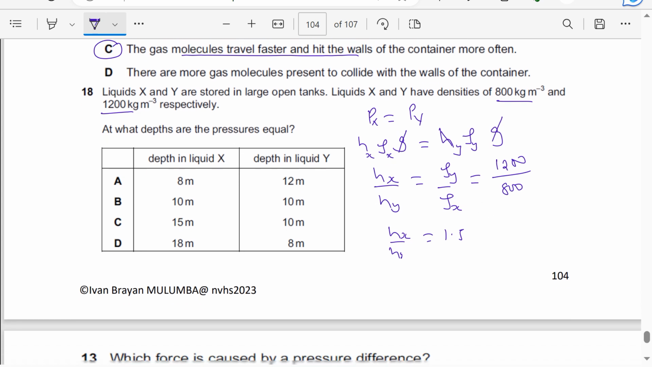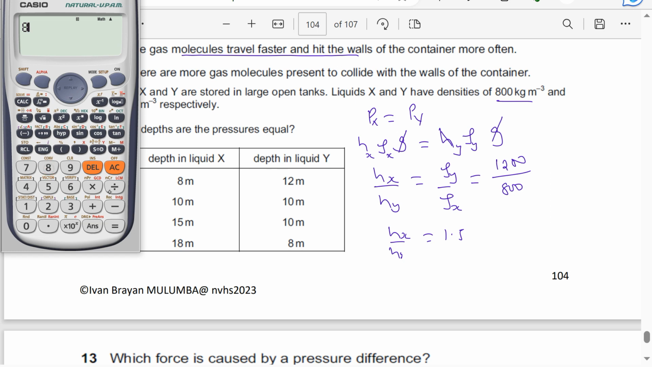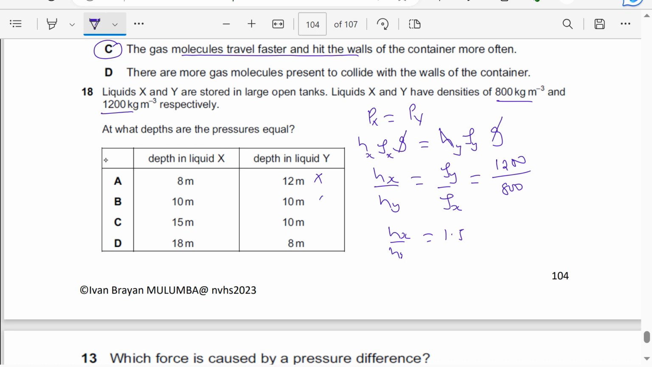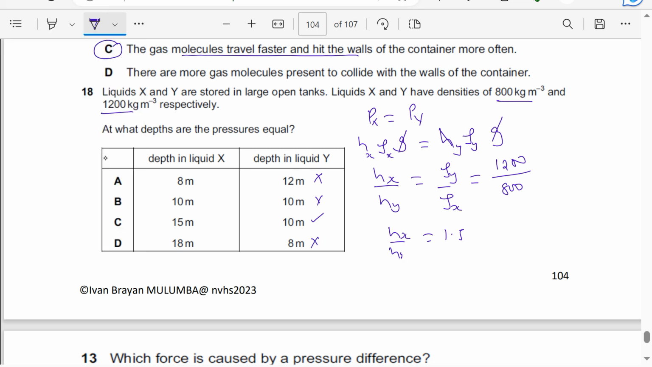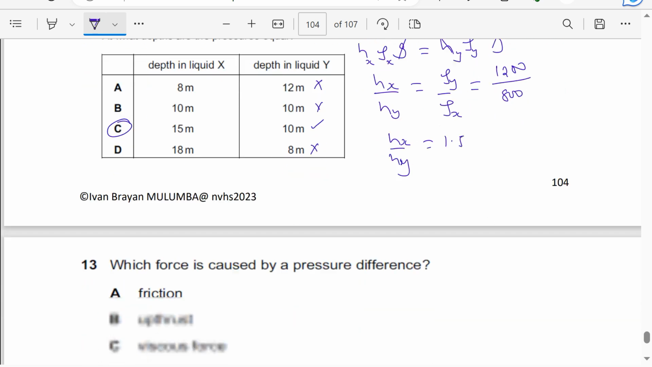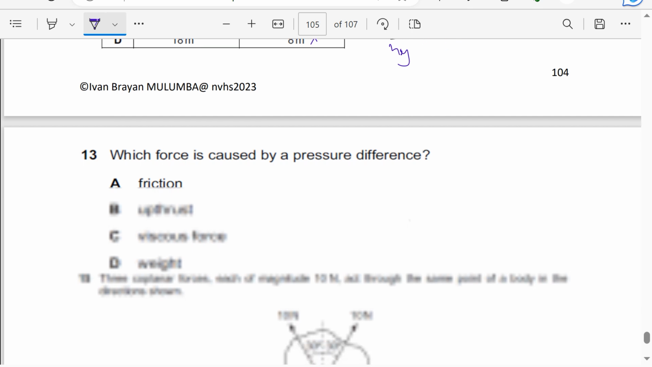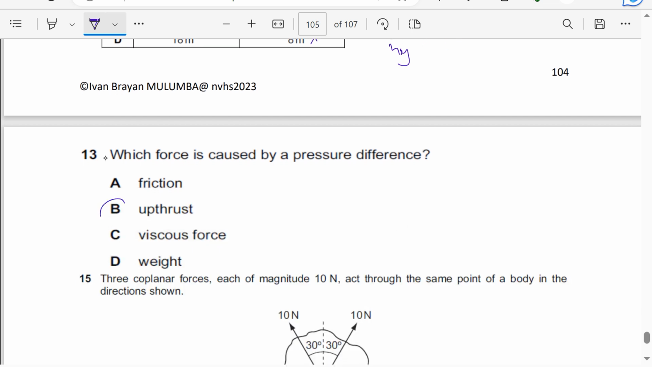Okay, so we can check. Hx divided by Hy gives you 1.5. We can start with 8 divided by 12. That is not correct. 10 divided by 10, that is 1. 15 divided by 10, that is 1.5. 18 divided by 8, that's not 1.5. So the answer is going to be C, because Hx over Hy should be 1.5. So the answer is C. Which force is caused by the pressure difference? That is upthrust. We said upthrust is cross-sectional area times difference in pressure.